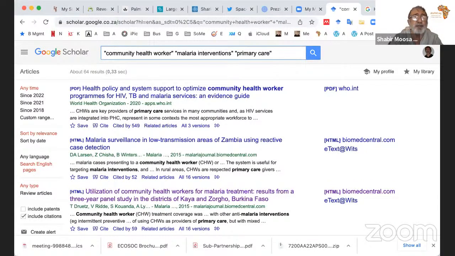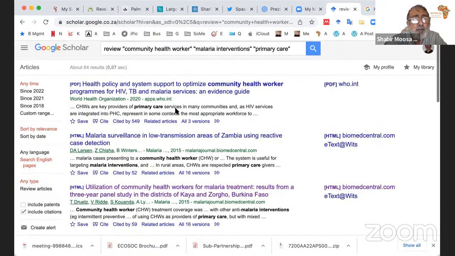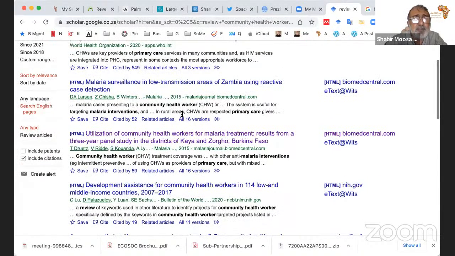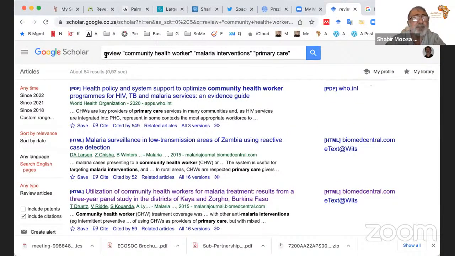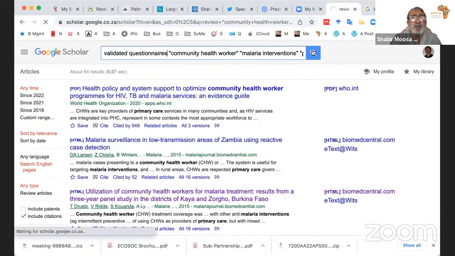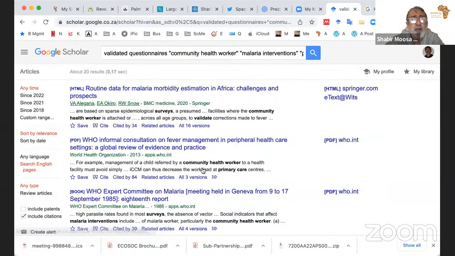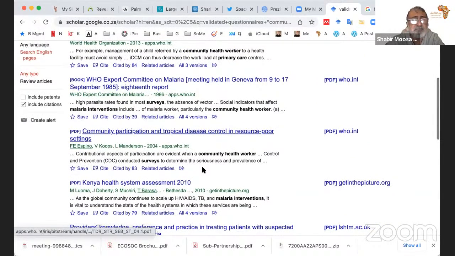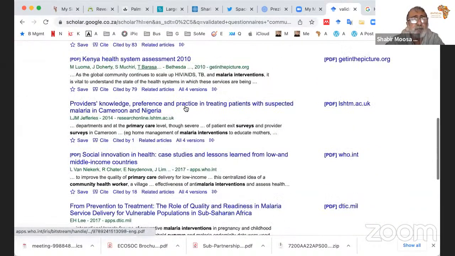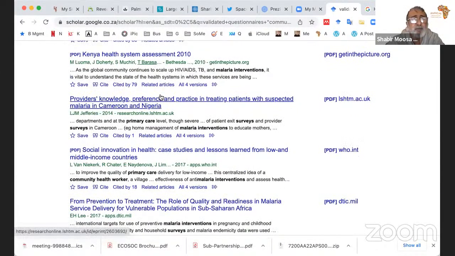And given the amount of work that's being done, you might refine it by doing a review, which will give you more consolidated information, and that can be very useful. Or you might say, well, let's just see if there are any validated questionnaires, because validated questionnaires might give you some quantitative data, and you might find that a way to pursue it much more closely. And you might ask, is there something in this place that I could look at? Doesn't look like it. But you might find there's something on providers' knowledge, though this might be providers who are not community health workers, but you've got to look at it.